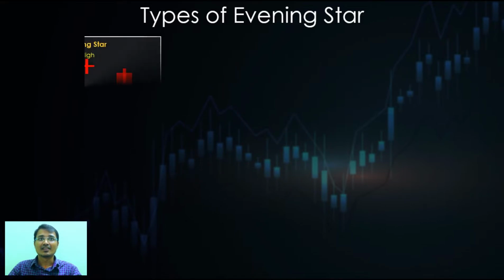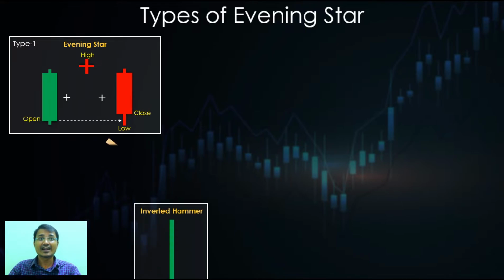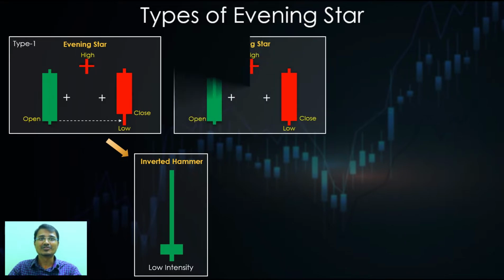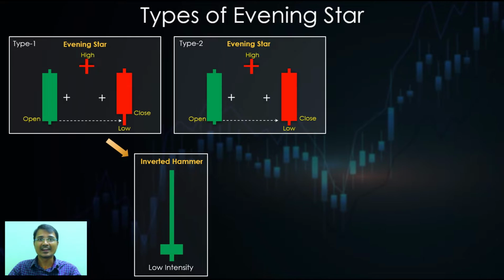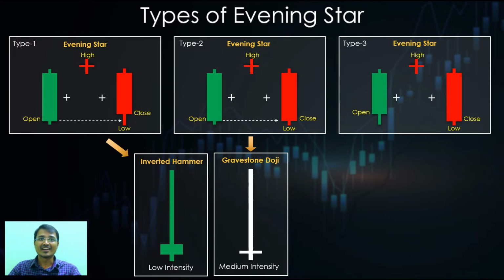Type 1. Red candle closes above the open price of the green candle. The resultant candle will be an inverted hammer in higher time frame. Type 2. Red candle closes exactly equal to the open price of the green candle. The resultant candle will be a gravestone doji in higher time frame. Type 3. Red candle closes below the open price of the first green candle.